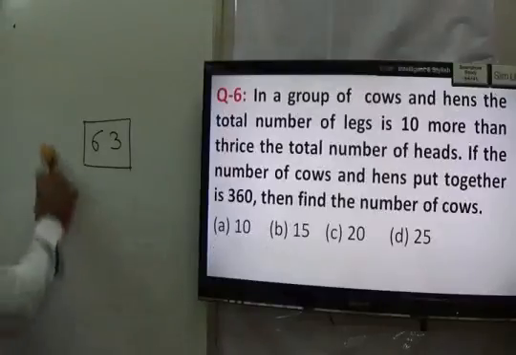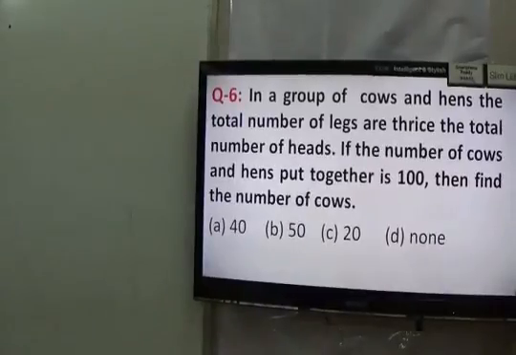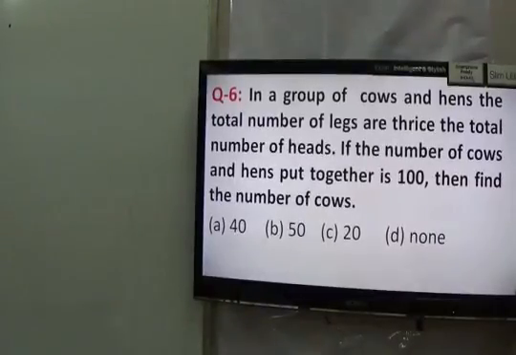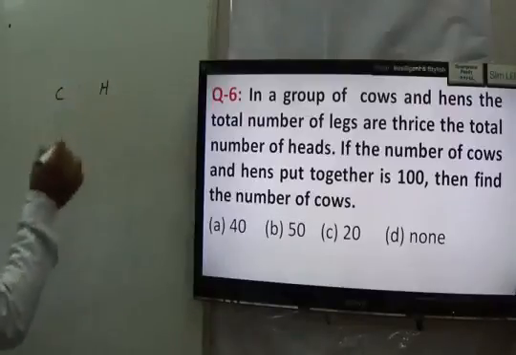Next we have question number 6. It states that in a group of cows and hens, the total number of legs is thrice the total number of heads. If the number of cows and hens put together is 100. Suppose if I say cows and hens, we have to answer cows.